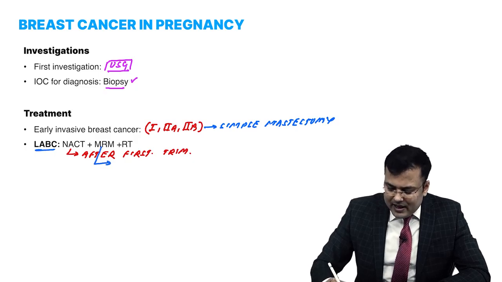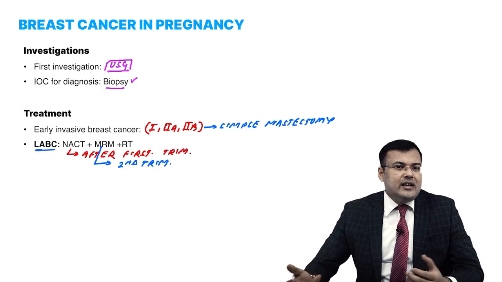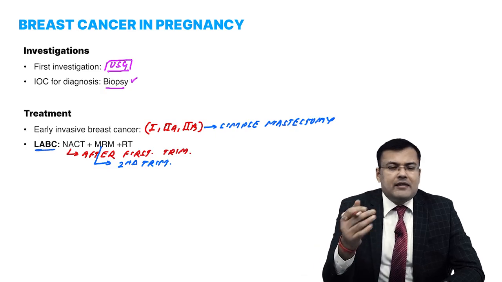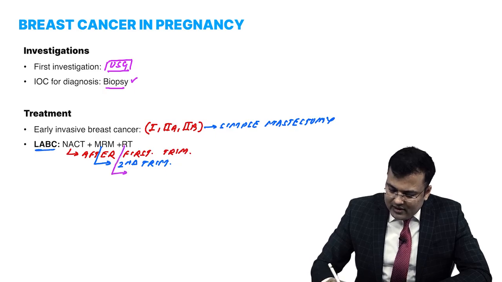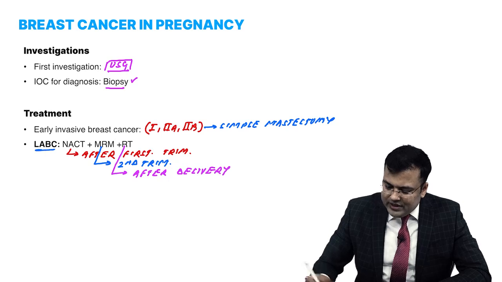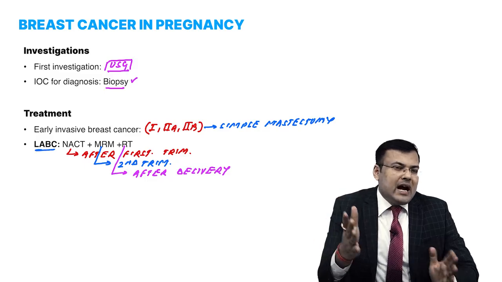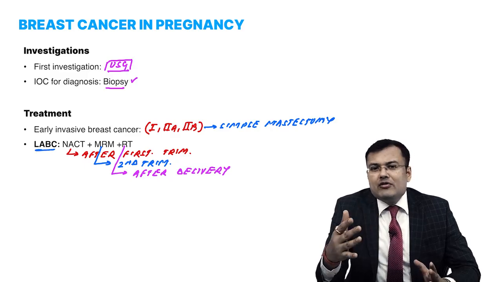So MRM should be done during second trimester, because GA, general anesthesia, can induce abortion in first trimester. You cannot give radiotherapy during pregnancy. So radiotherapy can be given after delivery. Clear? So it is neoadjuvant chemotherapy plus MRM plus radiotherapy. Neoadjuvant chemotherapy after completion of first trimester, MRM during second trimester, radiotherapy after delivery.